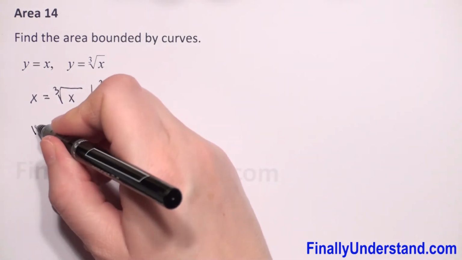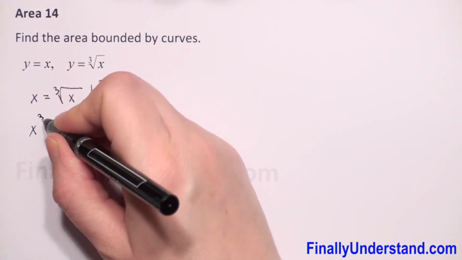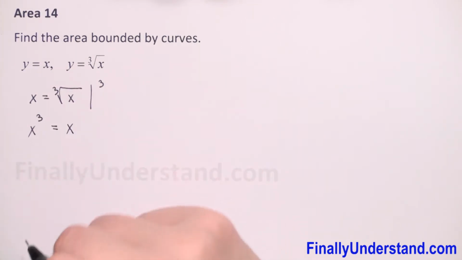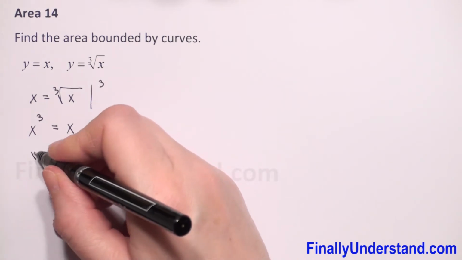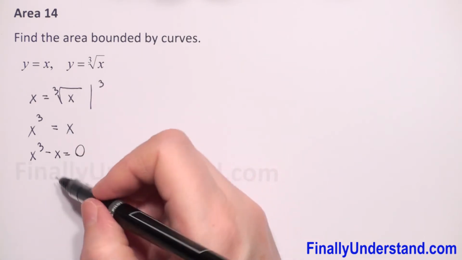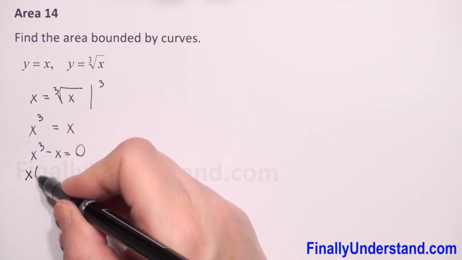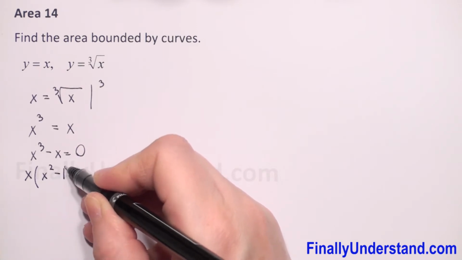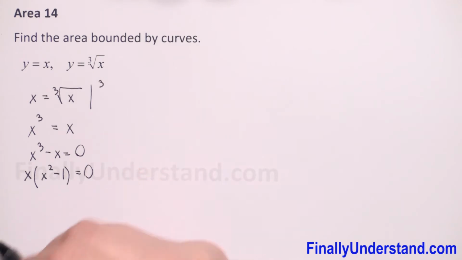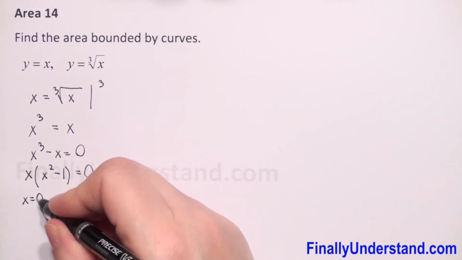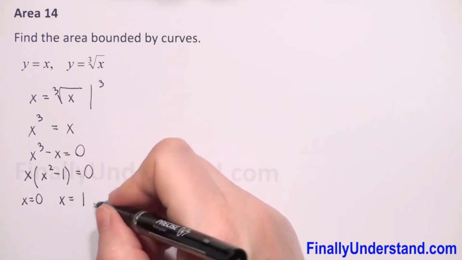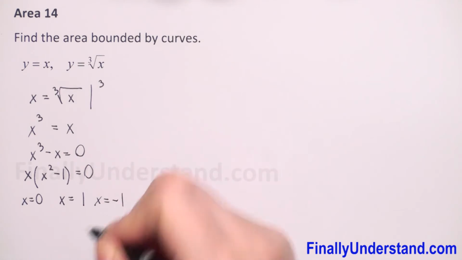So we will have x to the third power is equal to x. Now I will move x to the left side, so we have x cubed minus x equals 0. Now we can factor out x, so we have x times (x squared minus 1). So the left side will be 0 when x equals 0, x equals 1, or x equals negative 1.